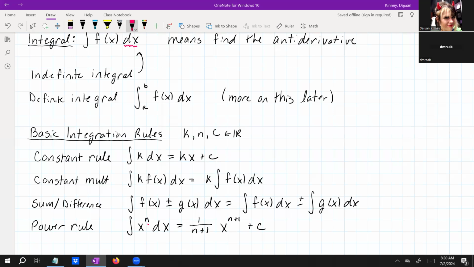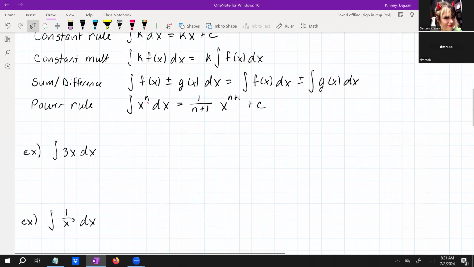Sorry, got an alert. The big thing to remember on this last one, and that's the one we're going to use the most, to be honest, is divide by the new value for your exponent, not the old one. I used to get dinged with that sometimes. And as always, you add constant c at the end.